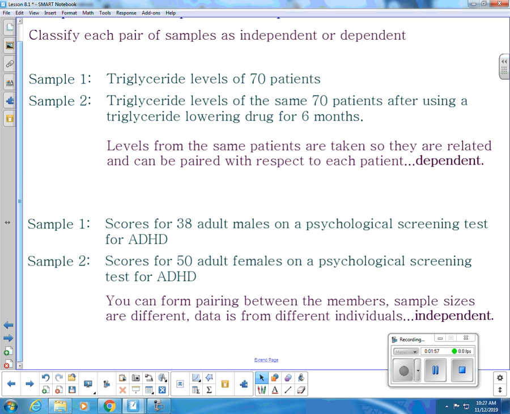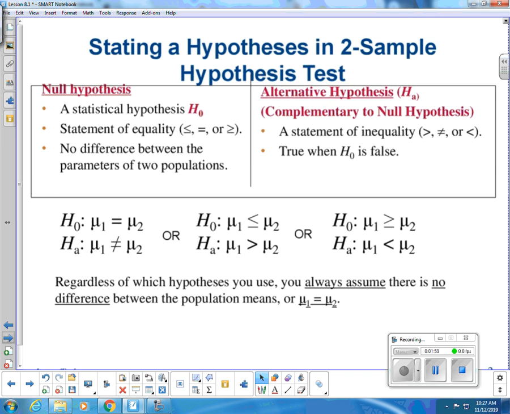Okay. All right, so stating a hypothesis in a 2-sample hypothesis test. So the null hypothesis, again, has that equality statement. We are always going with the null as there's no difference between the 2 groups. The means are going to be equal. Okay? We always assume there's no difference between the population. So your null hypothesis is always going to be mean 1 is going to equal mean 2. That's always going to be your null for these 2 samples.